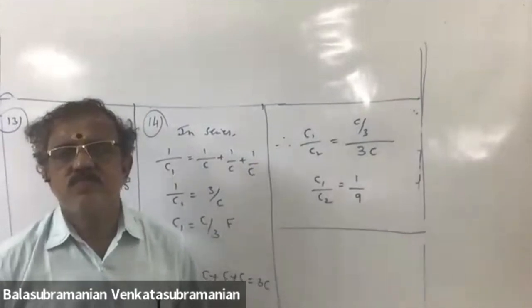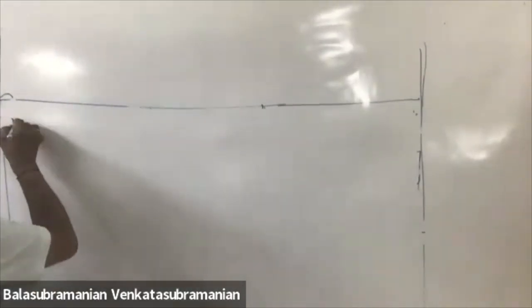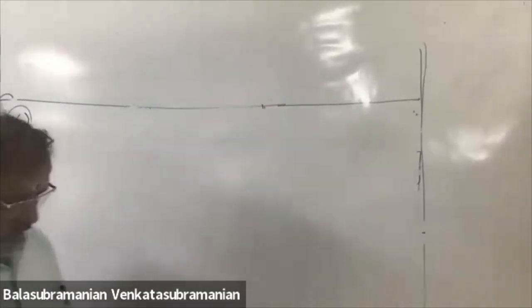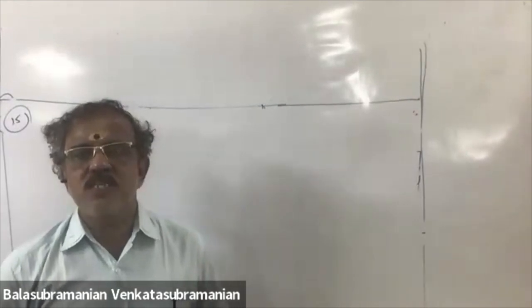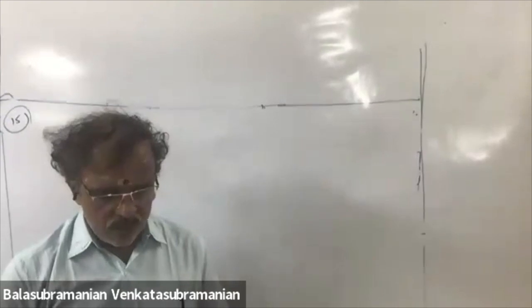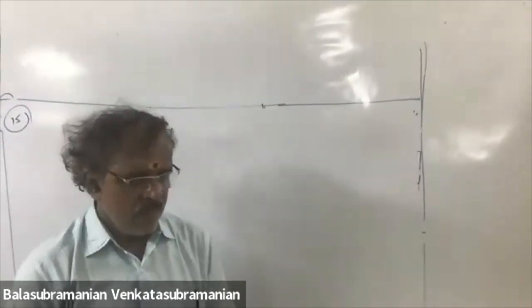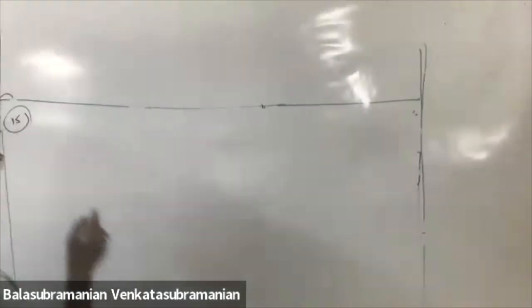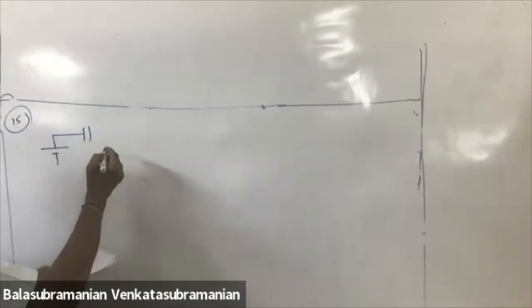Same problem. Okay. 15th problem, last one. Three capacitors C1, C2 and C3 are connected to a 6-volt battery as shown. Find the charges on the three capacitors. Three capacitors are given. This is the diagram given in the problem.